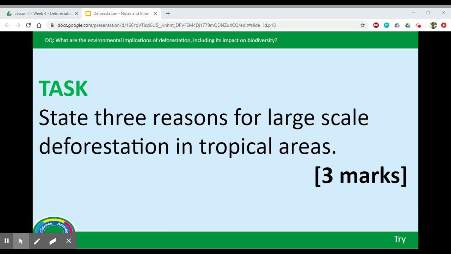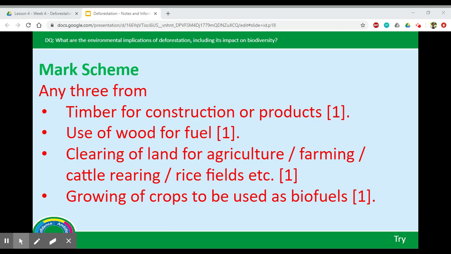Okay, hello. So you could have any 3 from the following. We've got timber for construction or products, use of wood for fuel, clearing of land for agriculture or farming or cattle rearing or rice fields, any one of those, and growing crops to use as biofuels. So well done if you got full marks on that one.